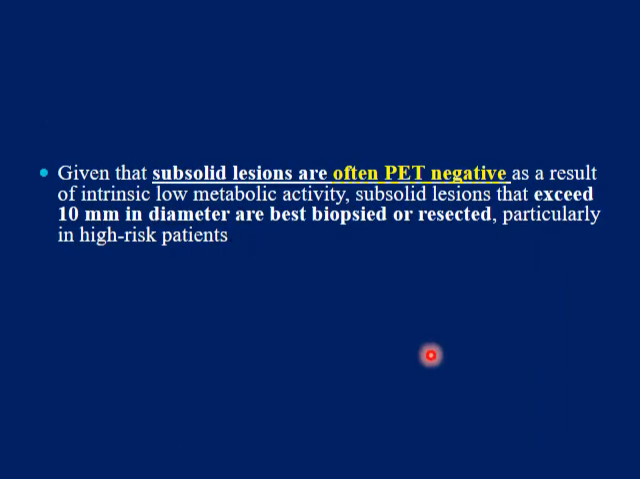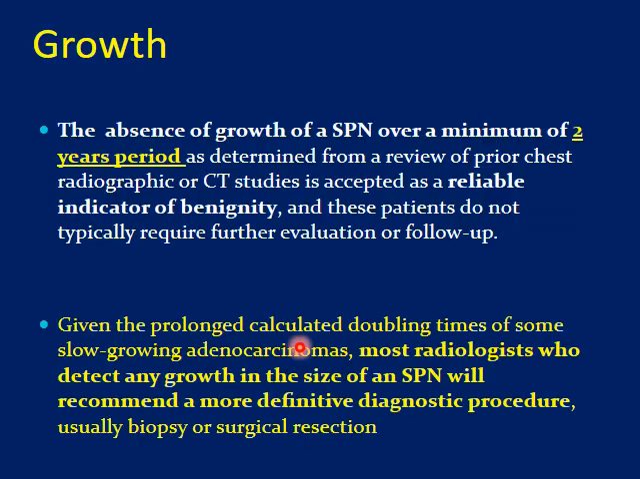Put in mind that subsolid lesions are often negative in PET and PET-CT due to low metabolic activity within these lesions. Subsolid lesions that exceed 10 millimeter in diameter are best to be biopsied or resected, particularly if we have a history of high-risk patients such as those who are smokers or having malignancy.